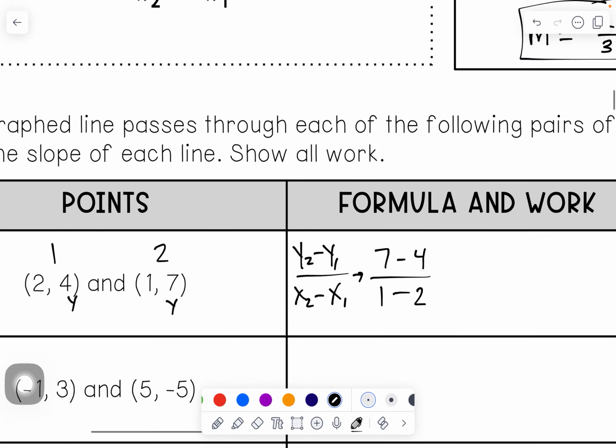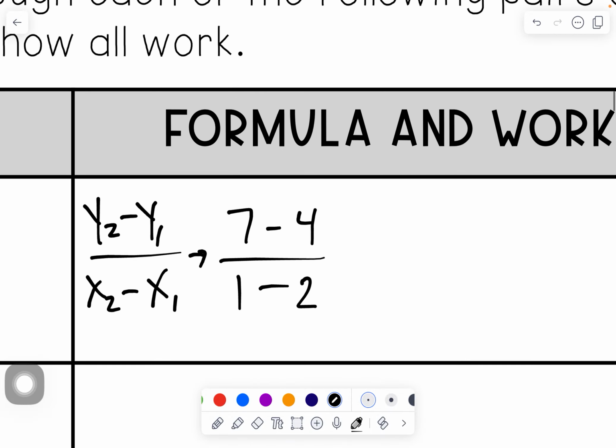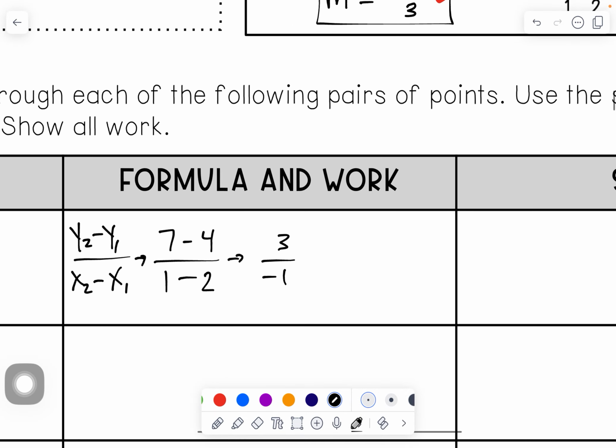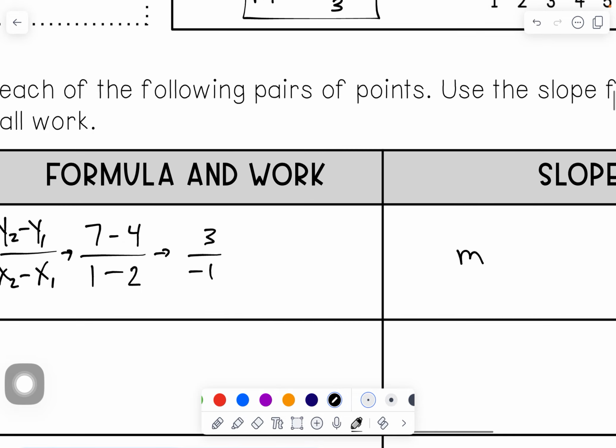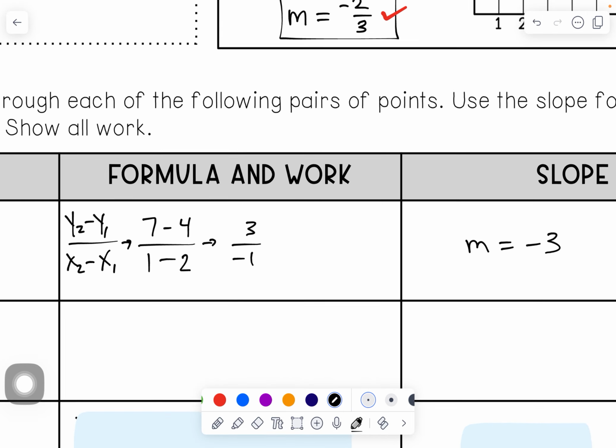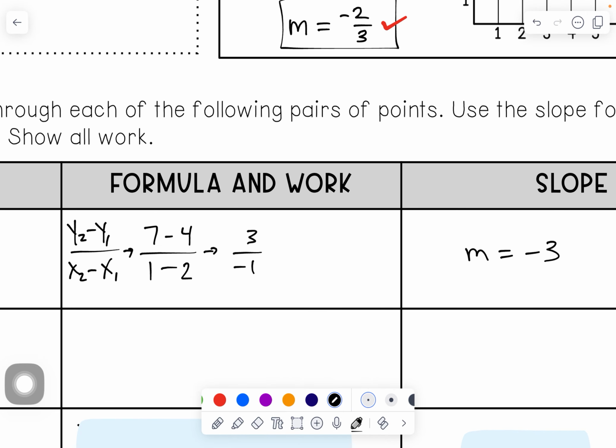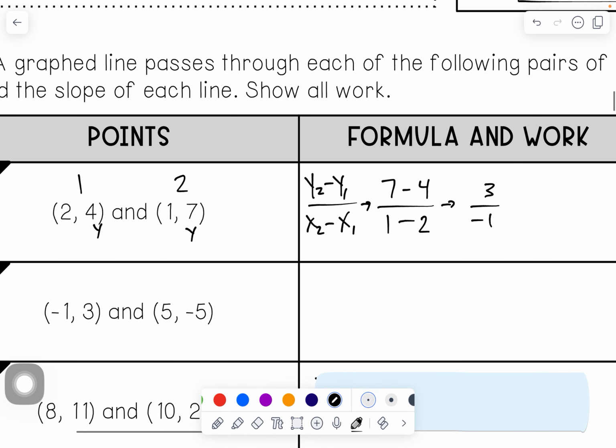And if I plug all those in appropriately, all I really need to be able to do is subtract. 7 minus 4 is 3. 1 minus 2 is negative 1. So my slope ends up being negative 3. Now, I could leave it as negative 3 over 1. Nothing wrong with that. But if it could be simplified, I want to. Let's try the next problem.